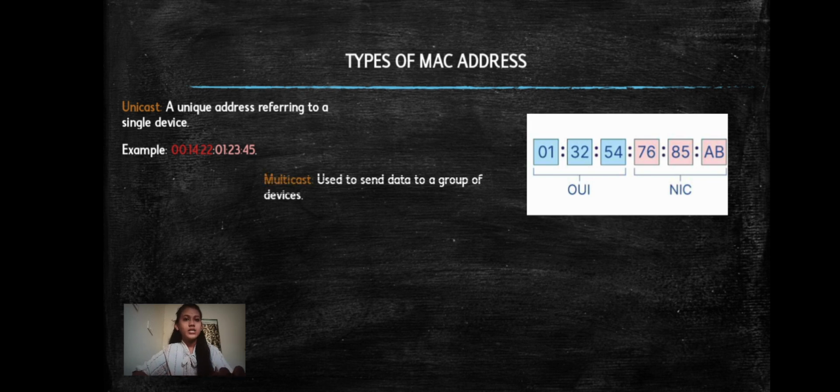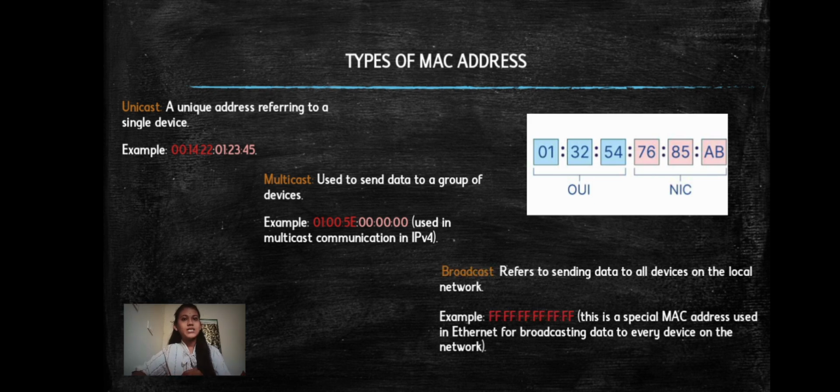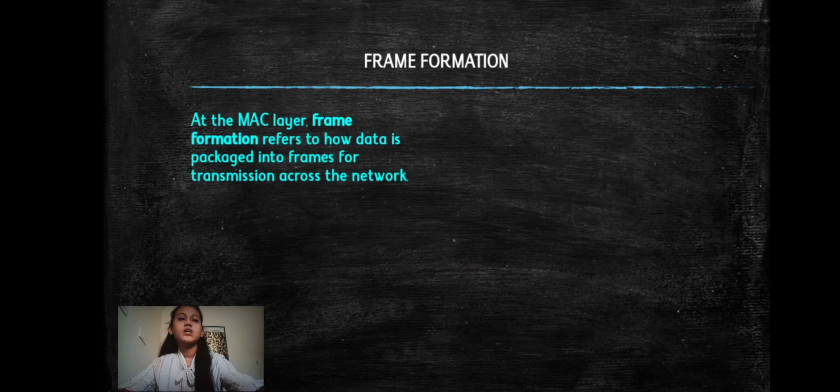Next is the broadcast MAC address. This address is used to send data to all devices on the network. It's like sending messages to everyone at the same time. So now let's see the various functions of the MAC.